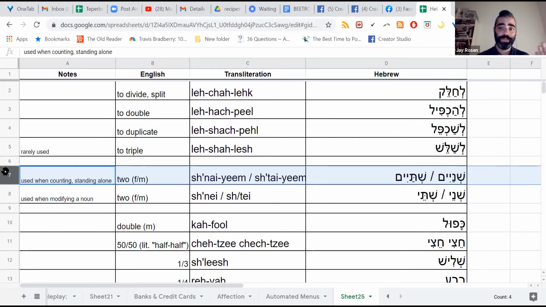If I want to answer, I can answer in 2 ways. I can either just say 2, or I can say 2 computers. So in this case, if I want to say 2 computers, I have to say shnei machshavim. Okay, so the shnei and the shtei refer to when it's modifying something, it's an adjective, and shnaim and shtaim are just when it's a number standing by itself.